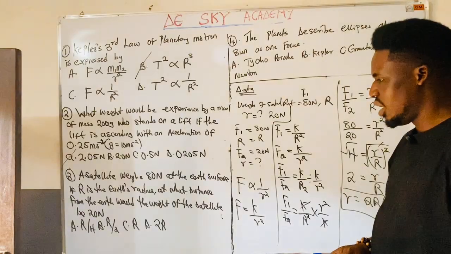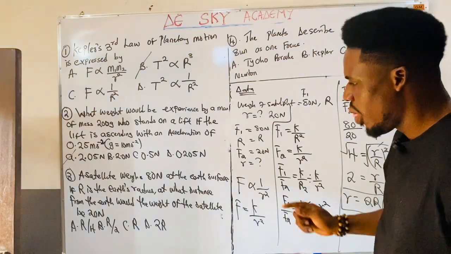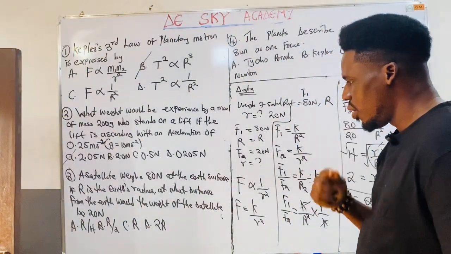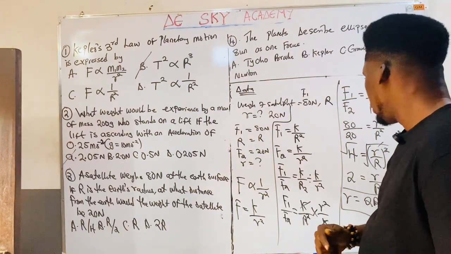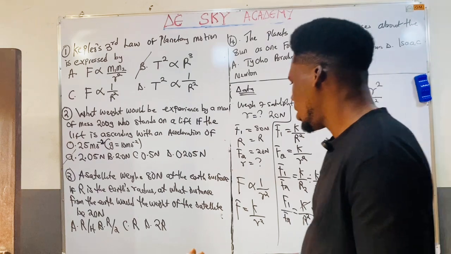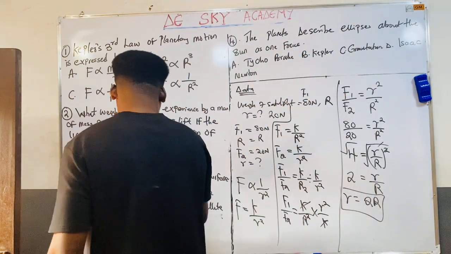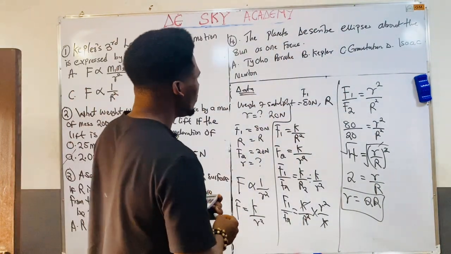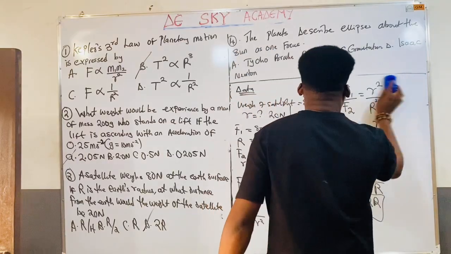So do we have anything like 2 times the original R in the options? Option A is R over 4, option B is R over 2, option C is R, option D is 2R. So the correct answer is 2R, option D. Now question number 4.